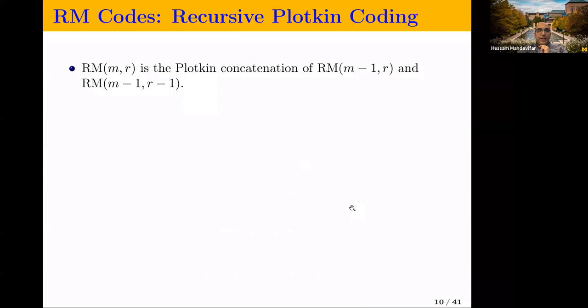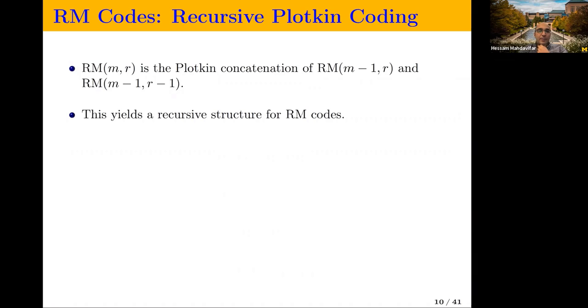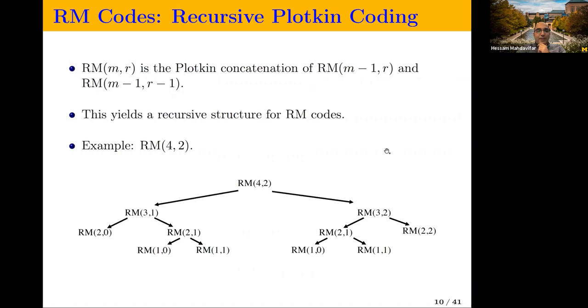What's interesting about Reed-Muller codes is that Reed-Muller MR is the Plotkin concatenation of Reed-Muller M minus one R and M minus one R minus one, kind of reminding us of Pascal's formula of combinations. So this yields a recursive structure for Reed-Muller codes. For example, Reed-Muller 4-2 is a concatenation of 3-1 and 3-2. 3-1 itself is 2-0 and 2-1, and so on.